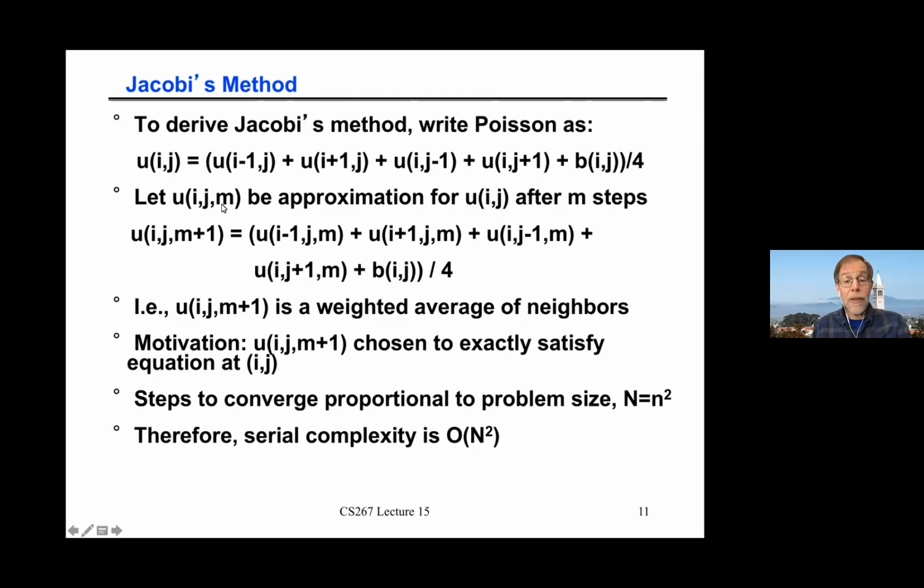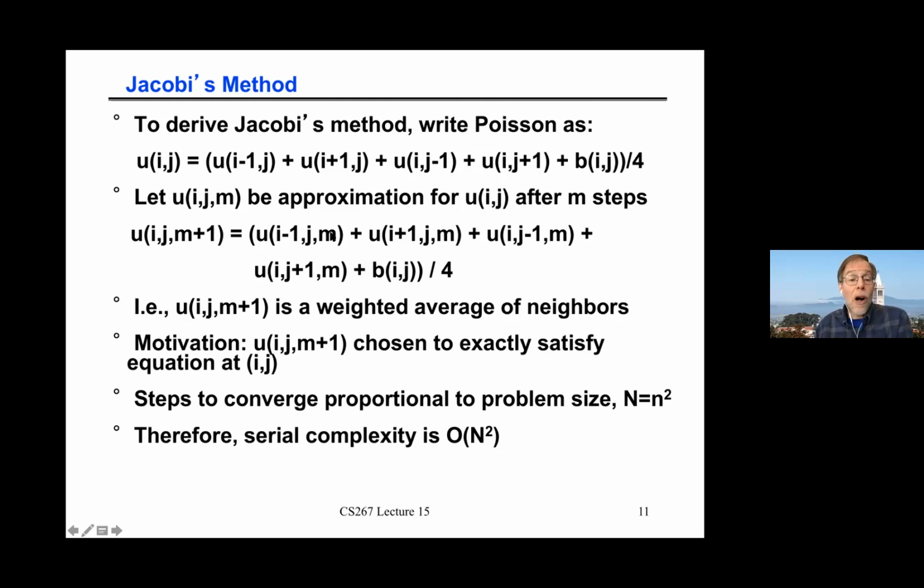So what I'm going to do now is compute a sequence of approximations. So I'm going to identify which approximation I am at by adding a third index m. So my initial guess will be m equals 0, and then I'll compute it for m equals 1 and so forth. I'm not going to keep all of these approximations around, just the last one is all I need.